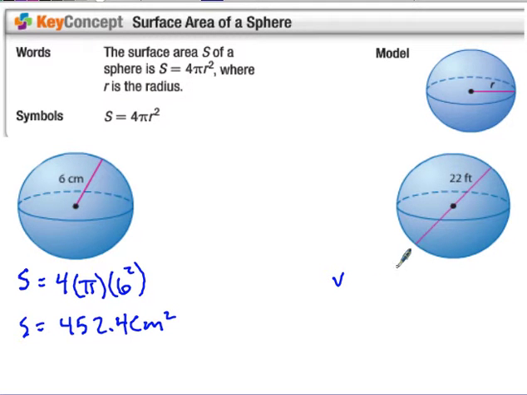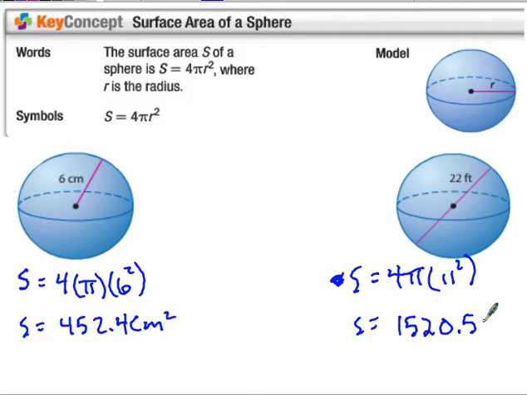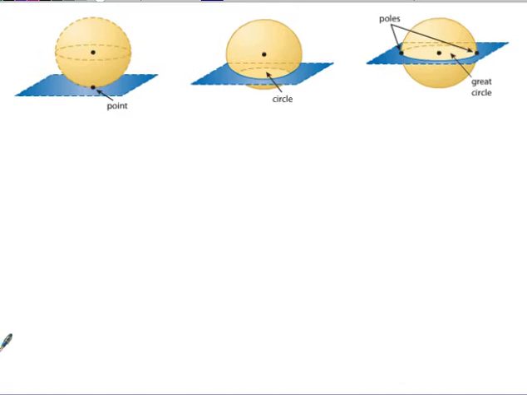And then this one, since they give us the diameter, we have to think in terms of radius. Whoops, not volume, surface area. Surface area equals 4 pi times 11 squared. Four times pi times 11 squared. That's 1520.5, yes, 1520.53, so 1520.5 feet squared. All right, so surface area is pretty straightforward.